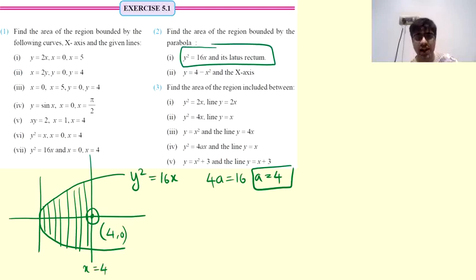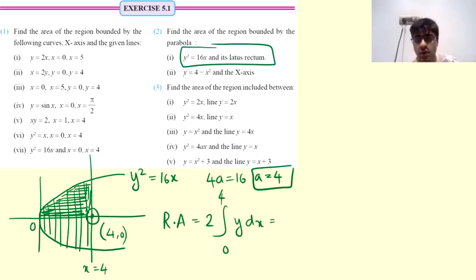So you need this area, and we will say that this area is double of this area. So let's calculate only the area in the first quadrant, and 2 times that area in the first quadrant will be our required answer. So let's say required area is 2 times the area in the first quadrant, which will be integration from 0 to 4 of y dx. That will be 2 times integration from 0 to 4.